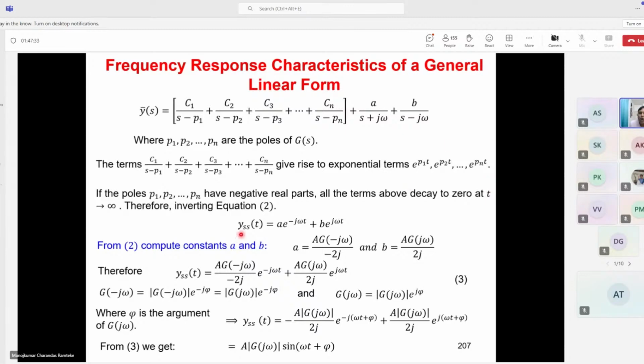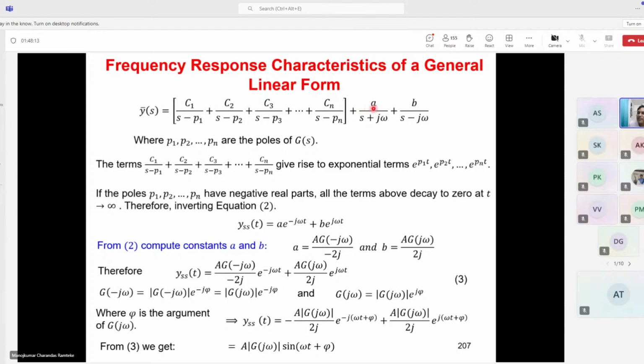So the steady state value of y when t tends to infinity will be given by what? A into e raised to the power minus j omega t plus B into e raised to the power j omega t. Do you all agree? Because the contribution because of this process transfer function is going to become zero when t tends to infinity. So the only contribution remaining will be from the sinusoidal input, and that is given here. Do you all agree? Yes, sir. Okay, so once we have represented this, the only thing required now is to find out these constants A and B.